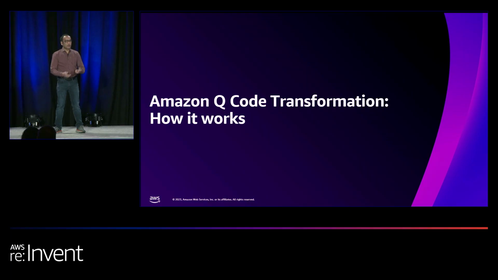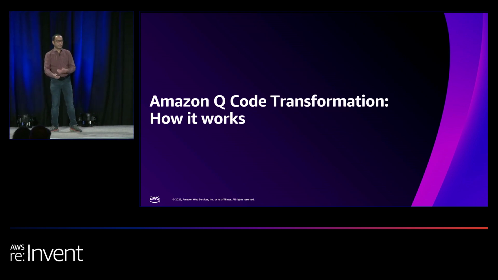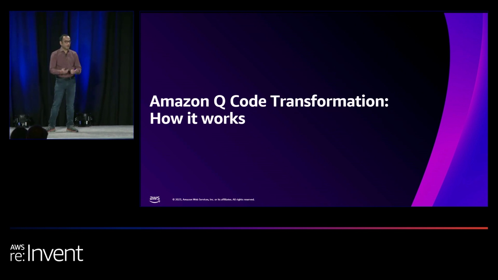Thanks, Vishwesh. So as you heard from Vishwesh, Amazon Q code transformation has been built to solve a lot of challenges that we ourselves also saw with Java upgrades, with other kinds of framework upgrades, etc. And now I'm going to talk a little bit about how it works behind the scenes.